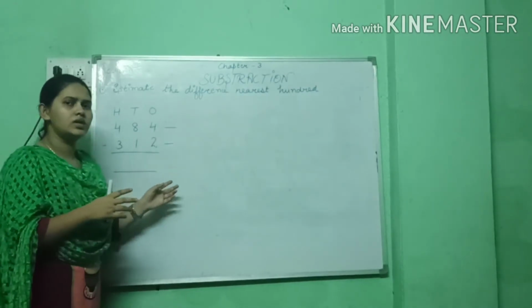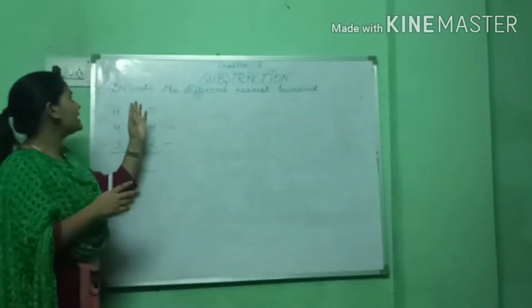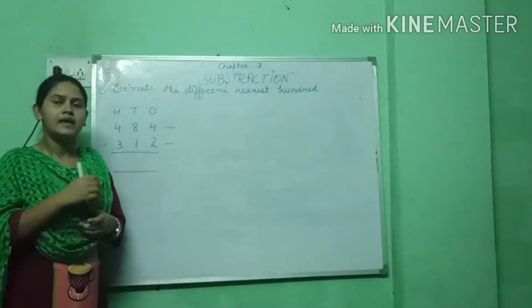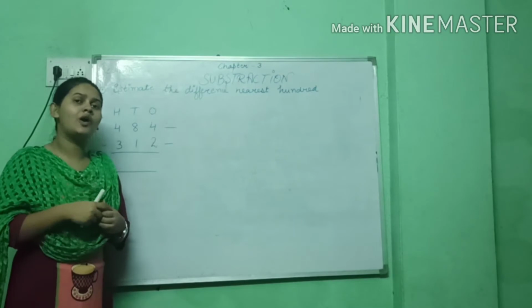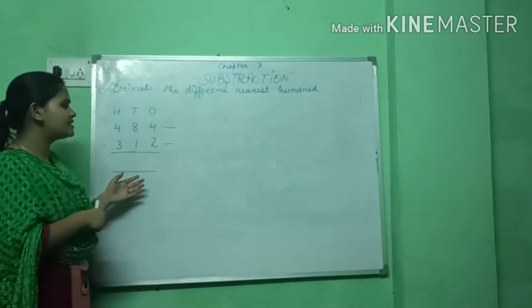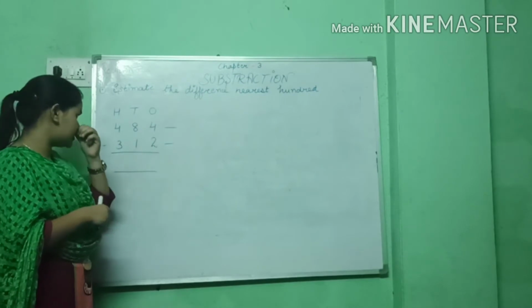But now we are going to do the estimation, right? Estimate the difference to the nearest 100. As in the first chapter we learned how to estimate, now we will give an example of estimation in subtraction.